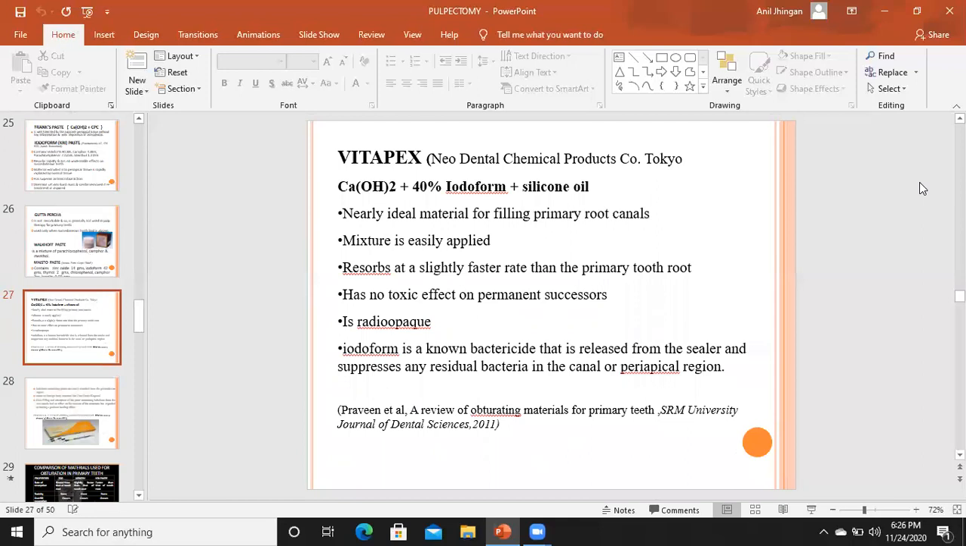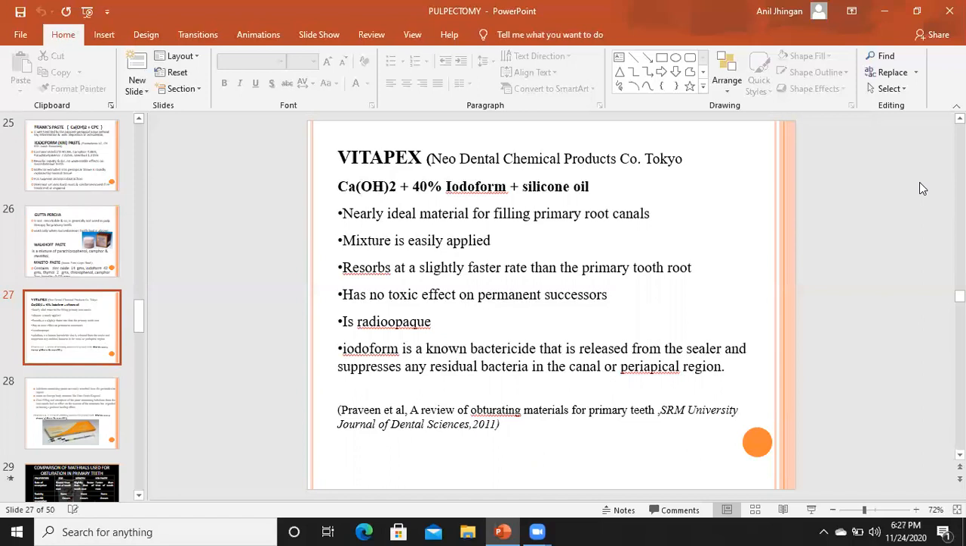Going on to Vitapex, it is one of the major obturating materials that is being used worldwide. It contains calcium hydroxide, 40% iodoform, and silicone oil. It is a nearly ideal material for filling primary root canals. The mixture is easily applied, resorbs at a slightly faster rate than the primary tooth root, has no toxic effect on permanent successors, and is radiopaque so that it is easily observable on X-ray.